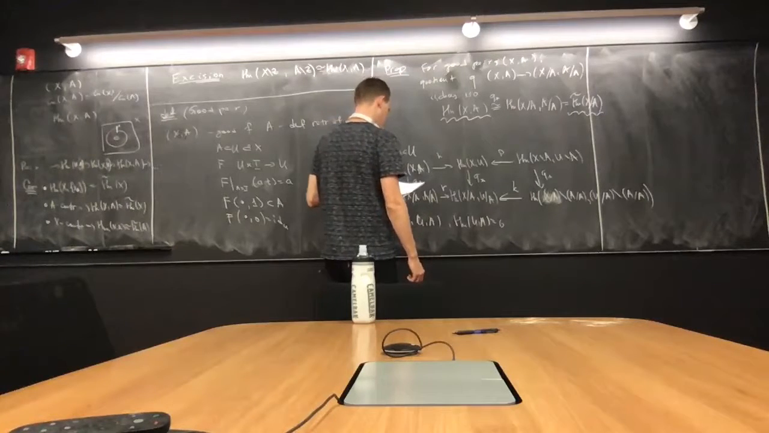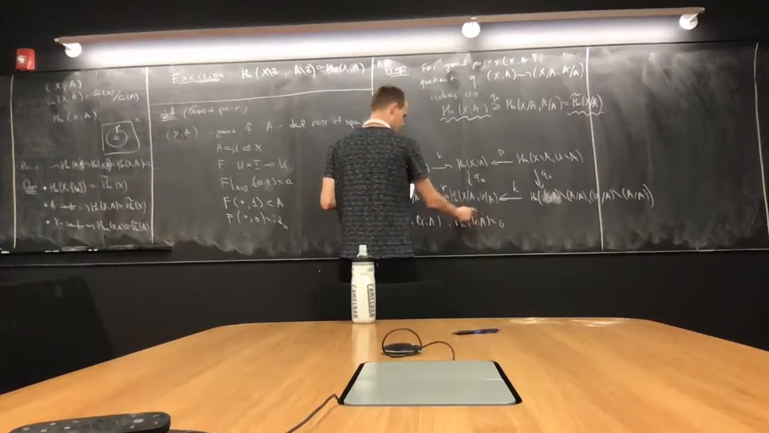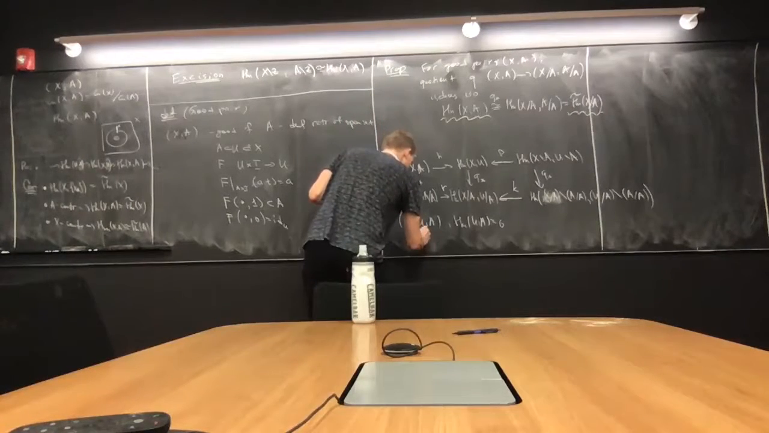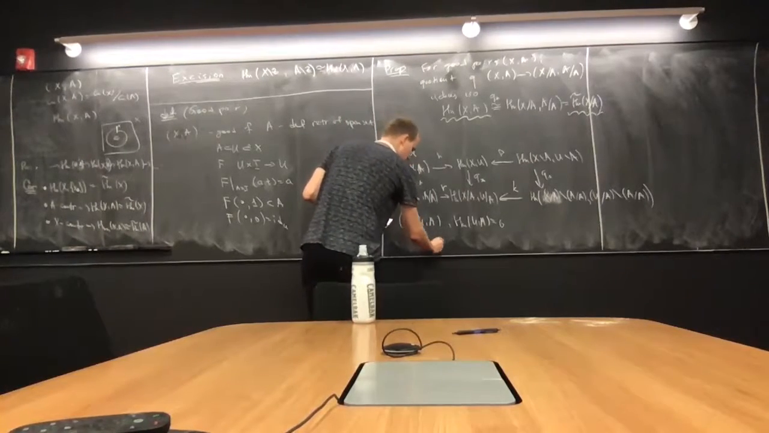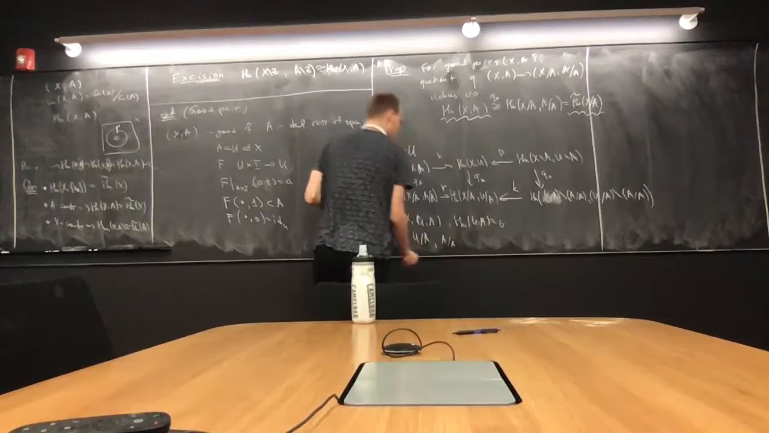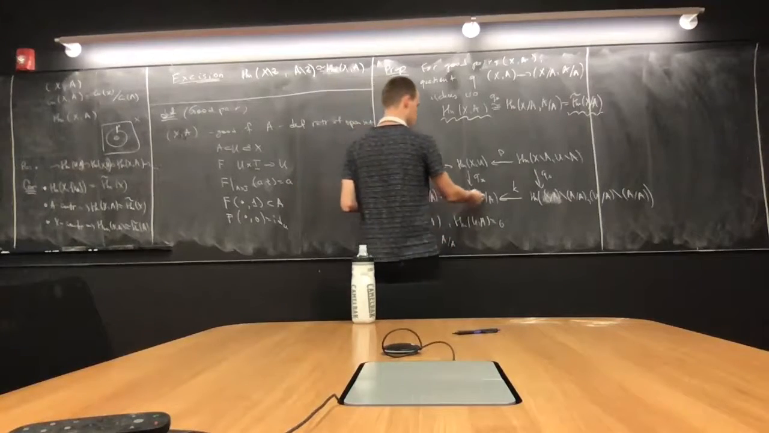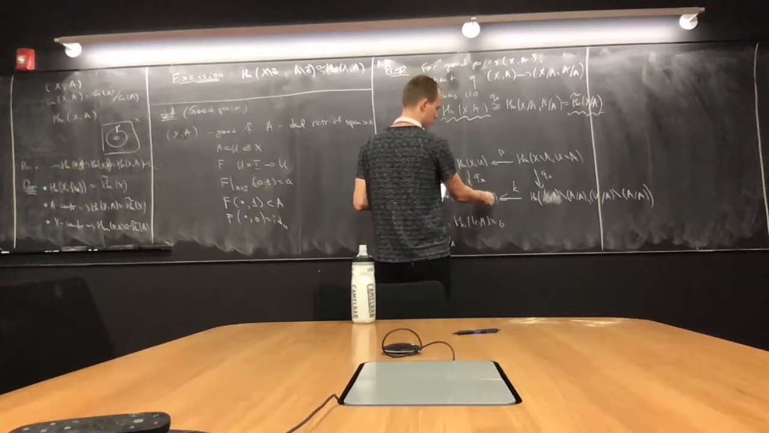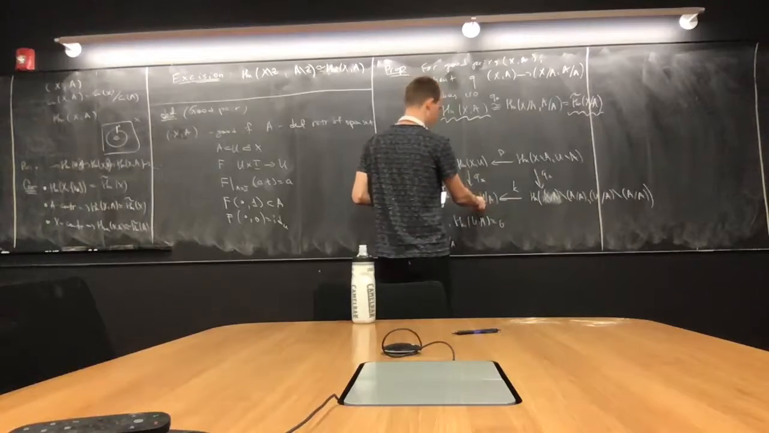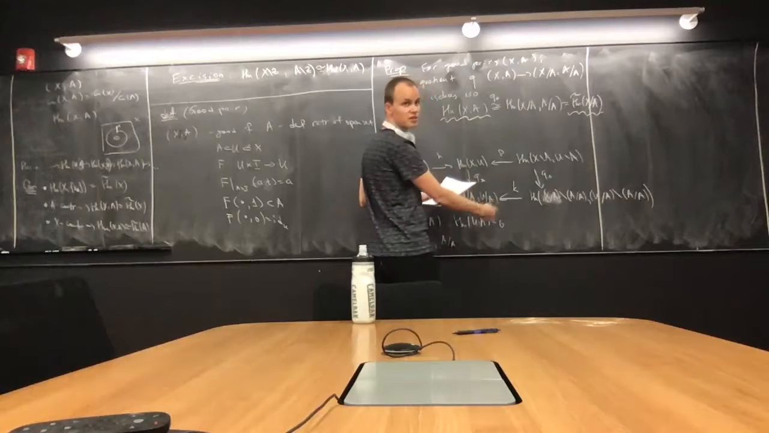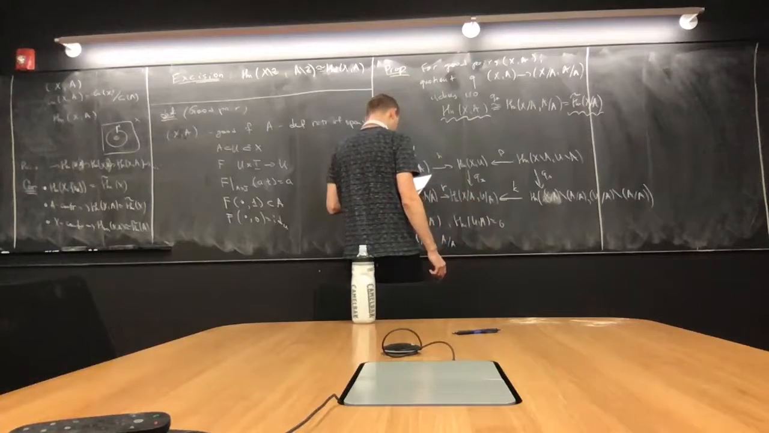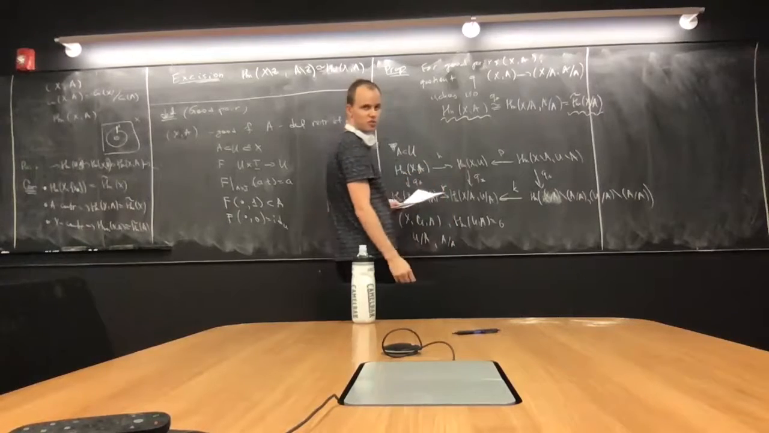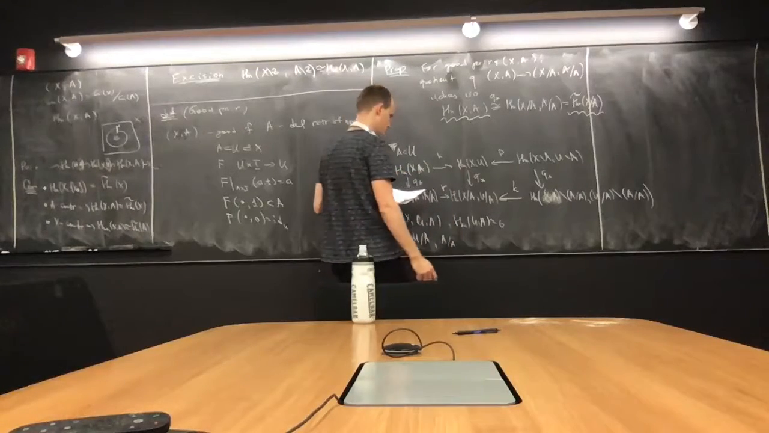Next, the same deformation retraction of U onto A gives you a deformation retraction of U over A onto A over A. Right? So this is over here. So U over A is equivalent to A over A. So I can basically replace this with A over A. So that shows that this is an isomorphism, just the same way.